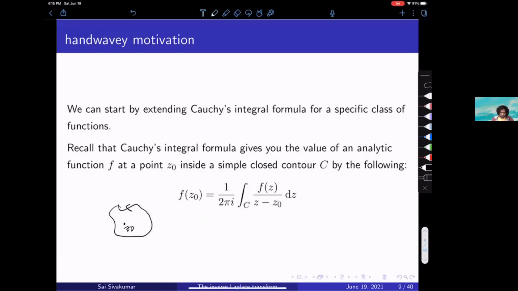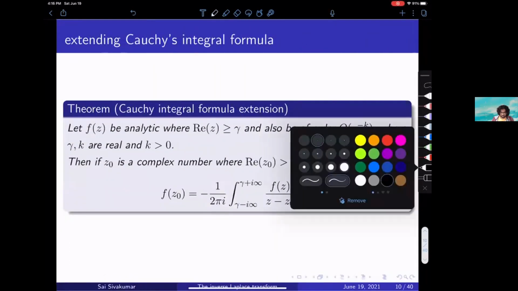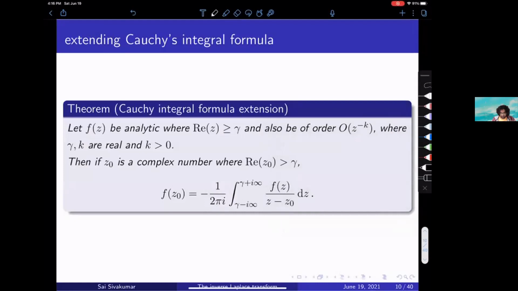But we want to extend this beyond having to go around a single loop like that. For some functions, we can actually just do it over a line. So this is one extension. Again, let f be analytic on, and I'm going to call this a half plane. If this is the complex plane, we want the real part of z to be greater than some gamma. So let's say gamma is here.